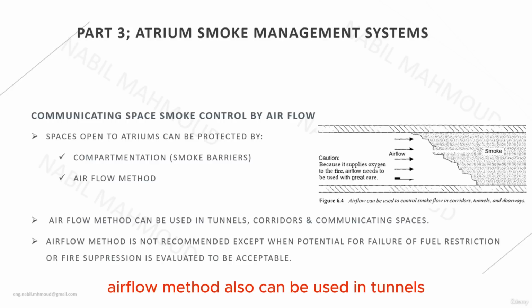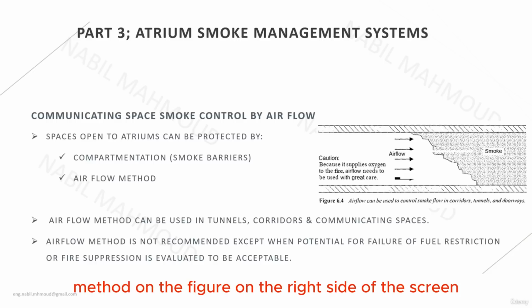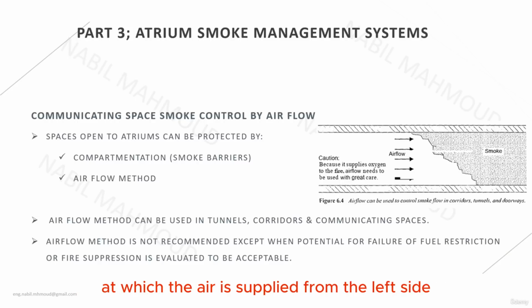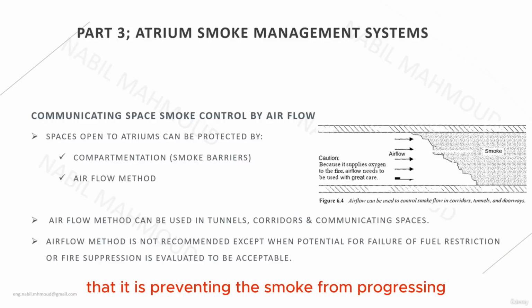The airflow method also can be used in tunnels, corridors, and communicating spaces. And the airflow method is not recommended except when there is a potential for failure, or a fuel restriction or fire suppression is evaluated to be an acceptable option. And we can see a representation of the application of the airflow method on the figure on the right side of the screen, in which the air is supplied from the left side in a sufficient manner that it is preventing the smoke from progressing further deep into the lobby or corridor.